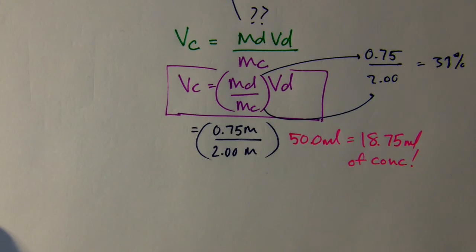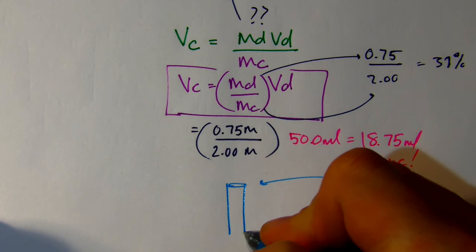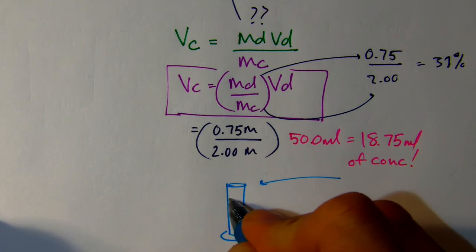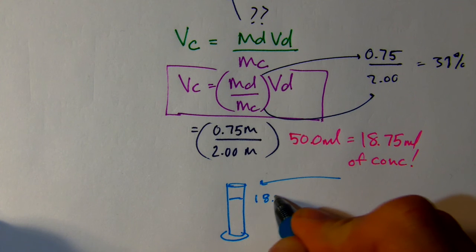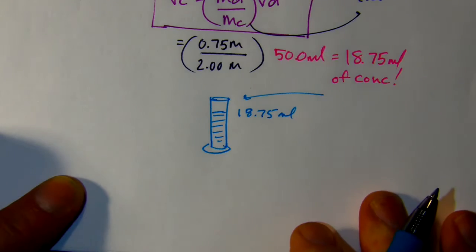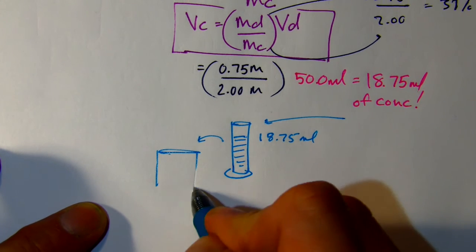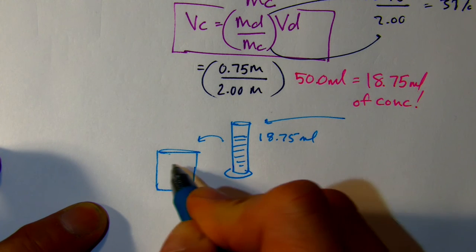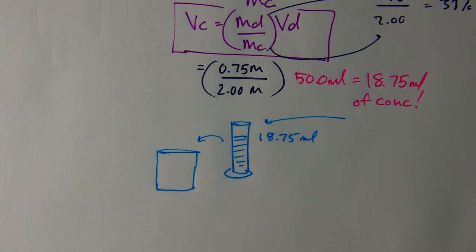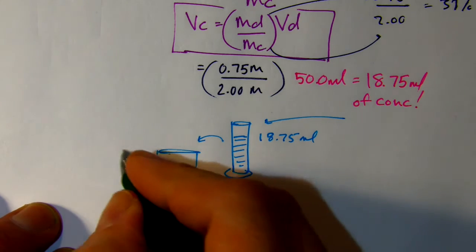What do you do? You now take 18.75. Here's your graduate, right? You measure it up, 18.75 like that. There it is, pretty. And you dissolve it in a beaker like that, a little beaker. And probably we should be more accurate, but we're fine. And then you add water until it gets up to 50 mLs, right? So then you add water.